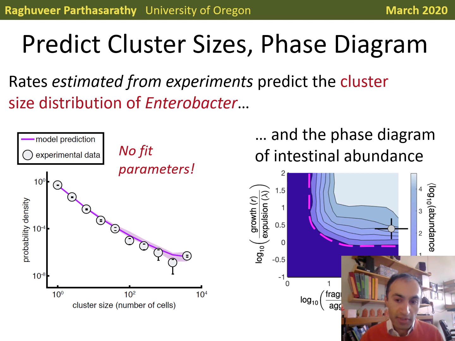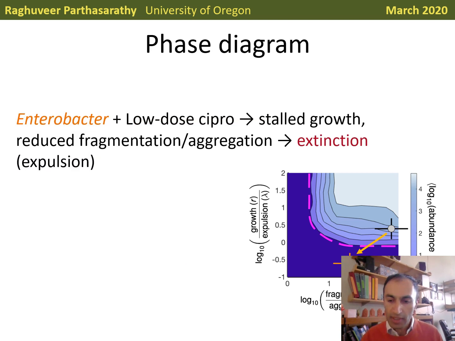This also suggests a phase diagram for intestinal abundance, with an extinct phase in which you shouldn't have any steady-state population, and a non-zero population phase. The untreated Enterobacter exists in this non-extinct phase, but the parameters that we measure for antibiotic-treated fish move this bacterial population into the extinction zone of the phase diagram, consistent with the very low populations we see upon antibiotic treatment.